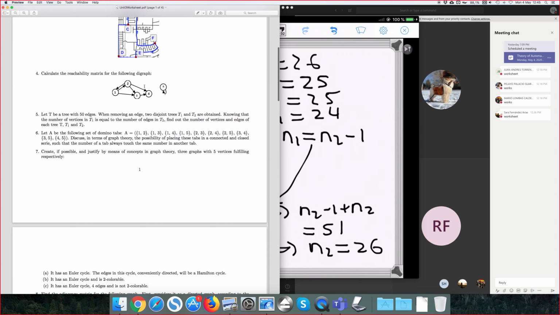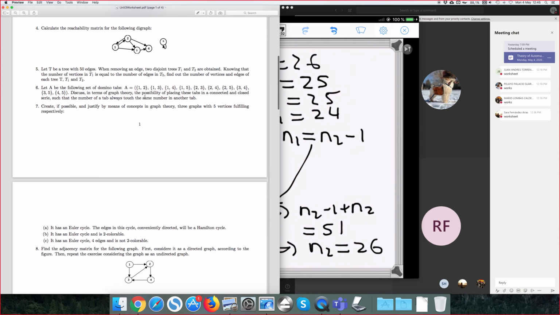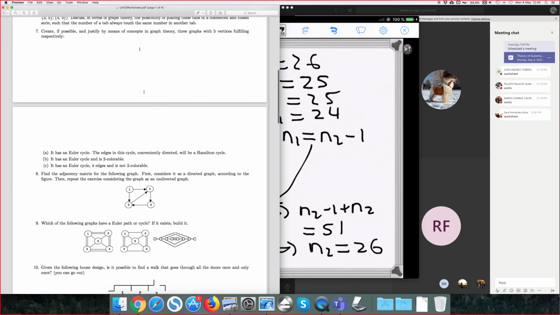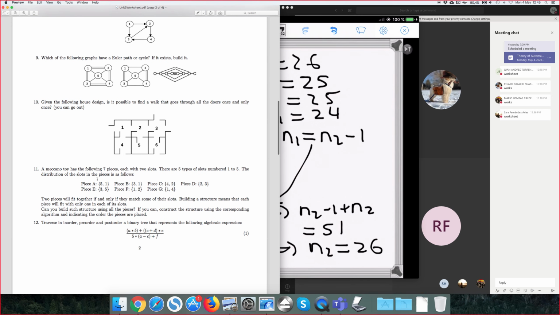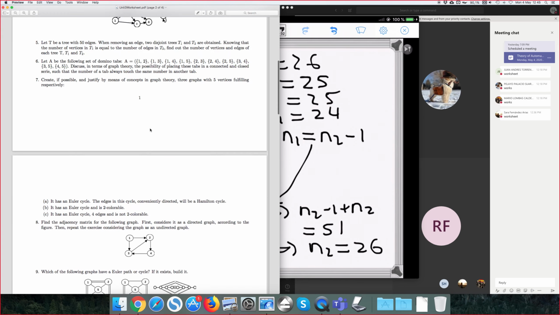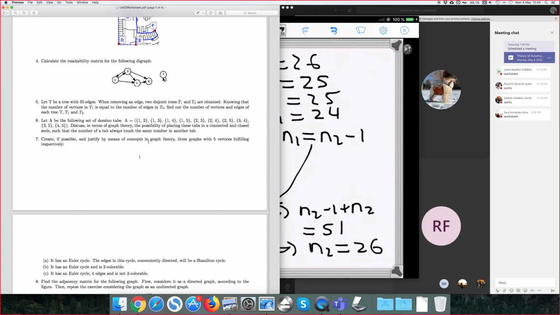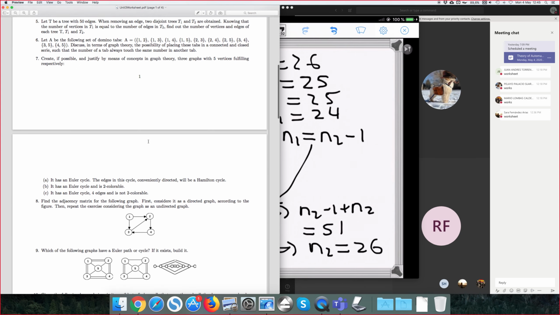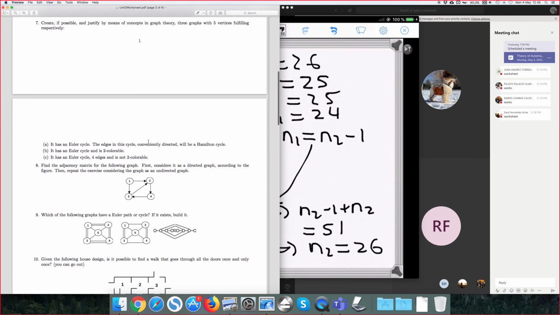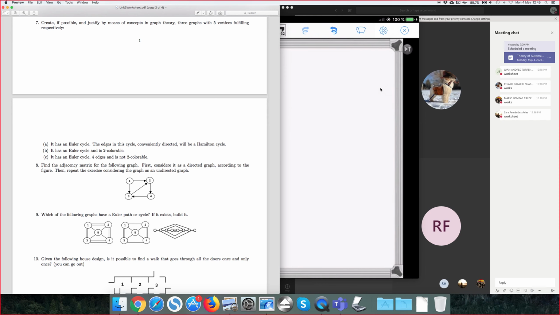okay? So 4 we have already solved, 5 already solved, 6 is similar to 11, which we solved in one of the previous seminars or lectures. So let's go to 7. 7 is different. It's a bit more interesting. Okay? So here we are asked to either construct graphs with the properties given in the exercise, or to show that it's not possible to do that.